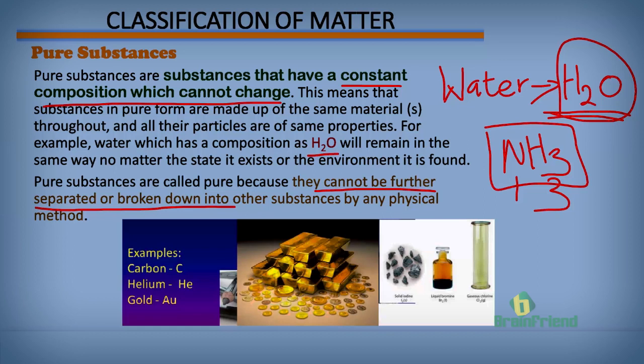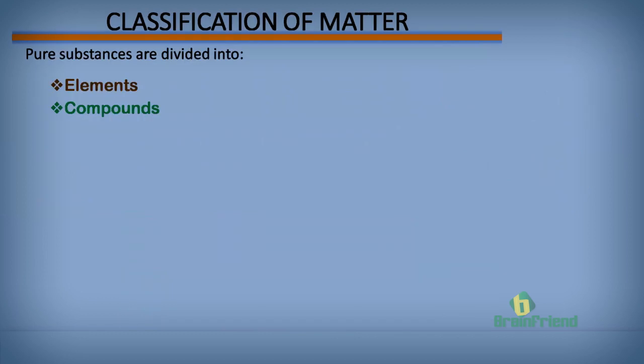But there are some chemical methods that you can use to separate them into their respective elements. For example, we have here carbon. These are elemental pure substances, which we are also going to see. Now, pure substances are divided into two. We have elements and compounds.